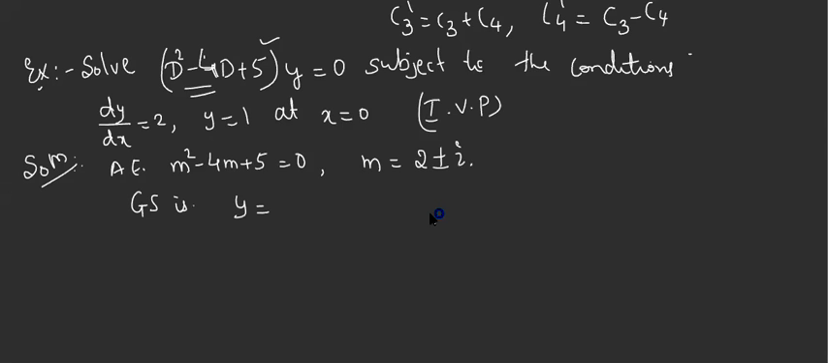Okay, so complex roots, how do we write the general solution? y equal to, how do we write first 2 plus or minus i? e raised to 2x. Is it correct? e raised to 2x into C1 cos x plus C2 sin x, correct?